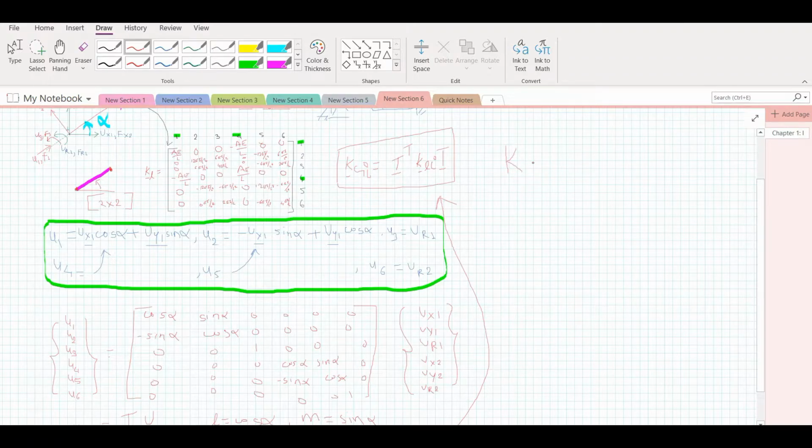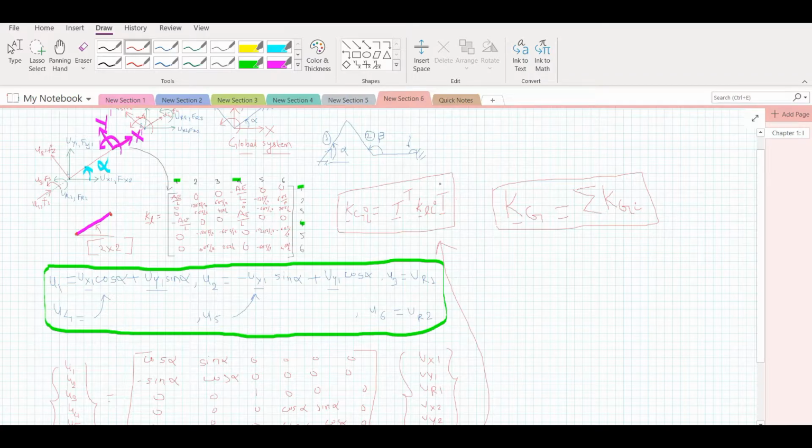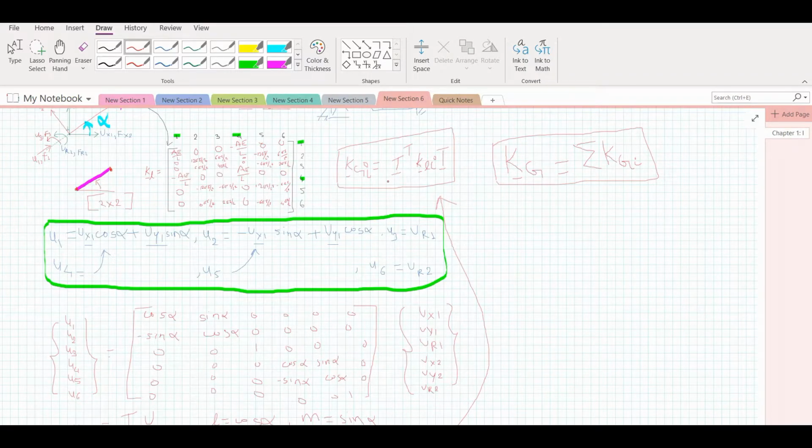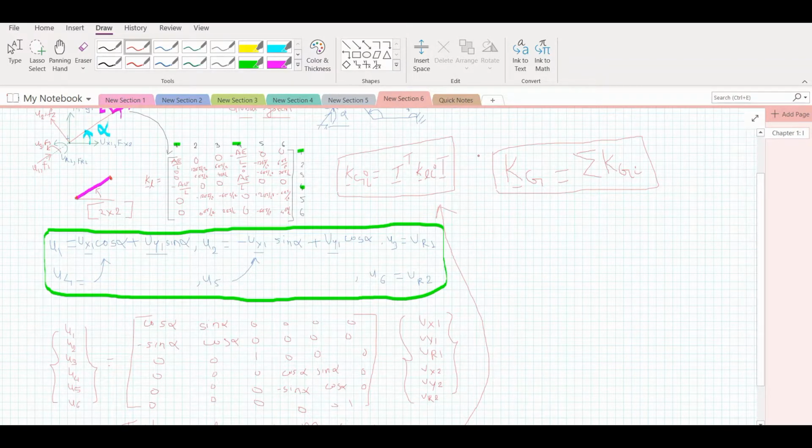For the whole system, your global matrix will be equal to the summation of all these local global matrices according to their degrees of freedom. You can look into your lecture notes to see how this equation is derived. I have just shown here how the transformation matrix is obtained. We'll use this formulation to solve a frame which has one inclined column. So let's go into that problem.